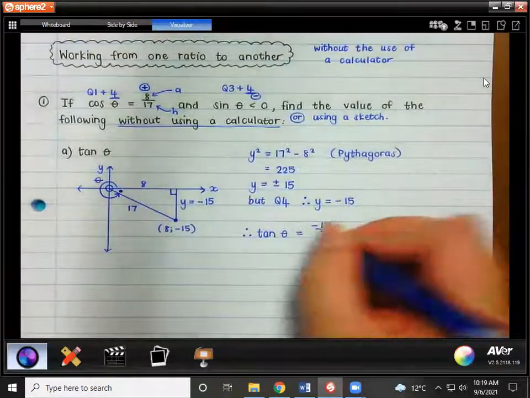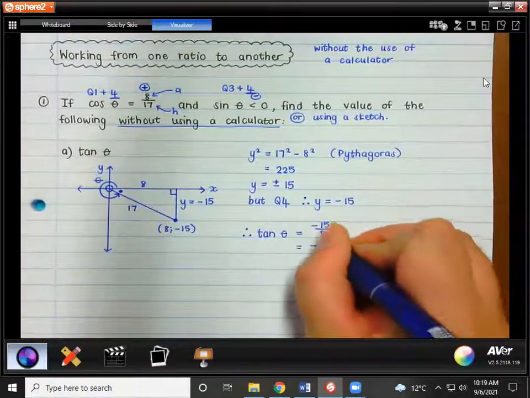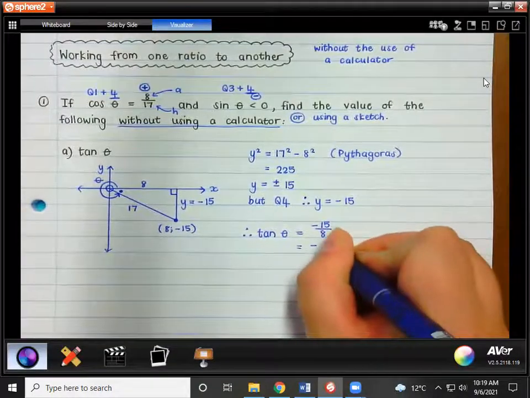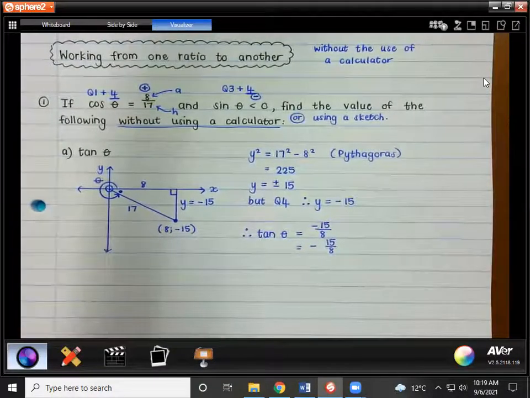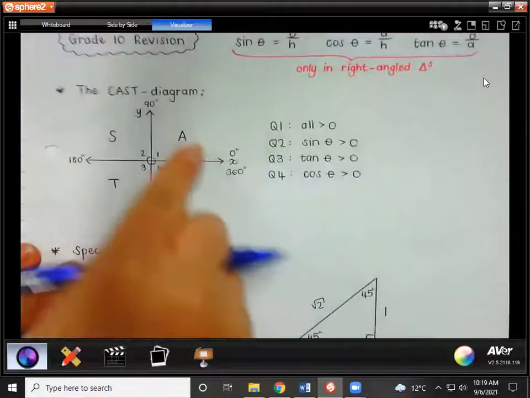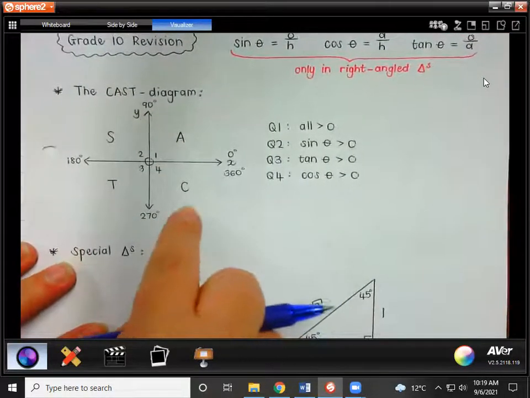Which is, I suppose we could have done that right from the start, which is just, let's write it in its simplest form with that minus in front of the whole fraction, not just in the numerator, negative 15 over 8. Now guys, if we go back to the class diagram, which trig ratio is the only one that should be positive in the fourth quadrant?